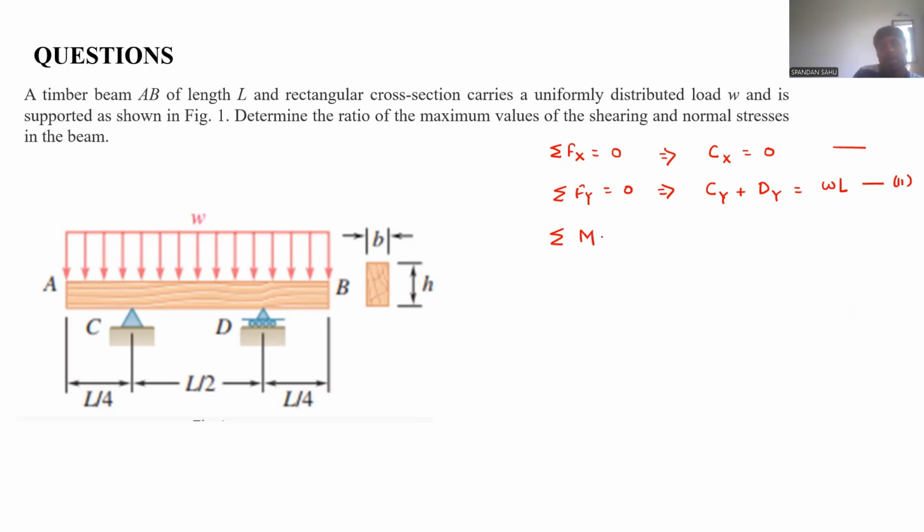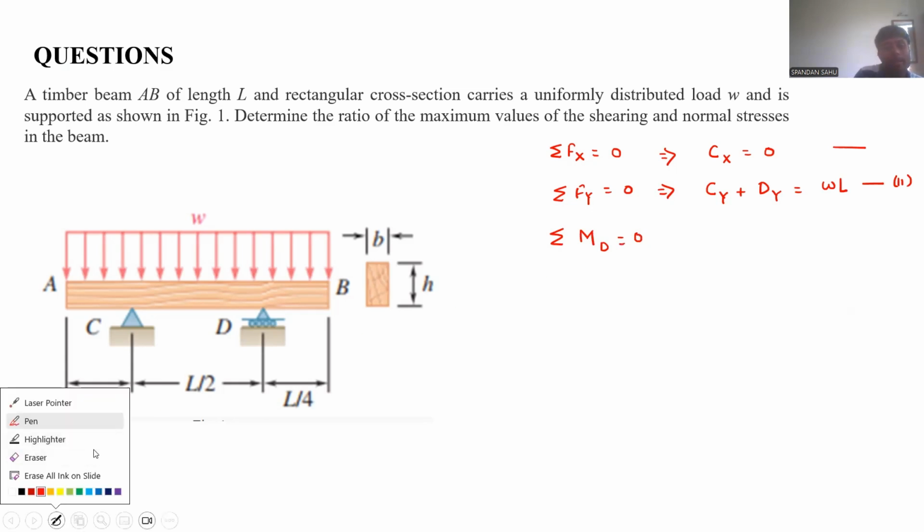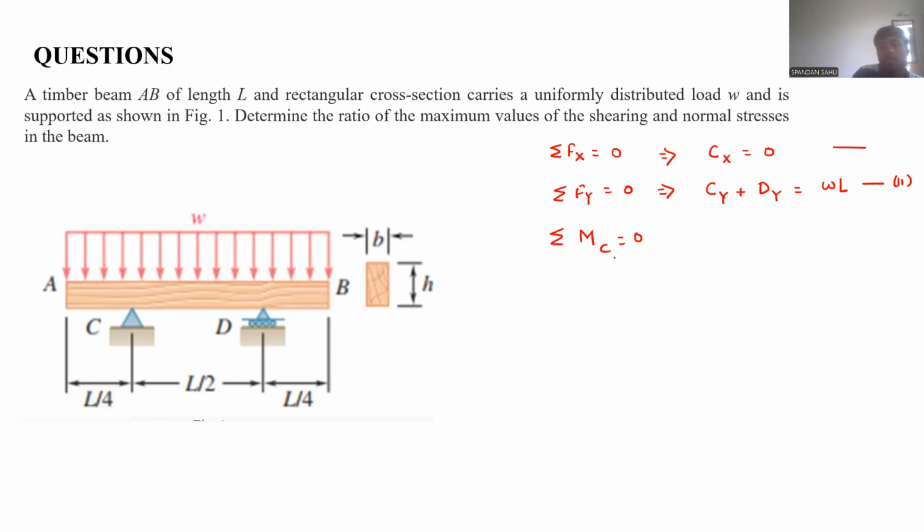Now, can we write summation of moment about point D equal to 0? Or let us take the summation of moment about point C equal to 0. If we do that, and I am taking clockwise moment to be positive, we will get minus Dy into what will be the lever arm? It will be L by 2. Again, minus W into L into what will be the lever arm for this load?